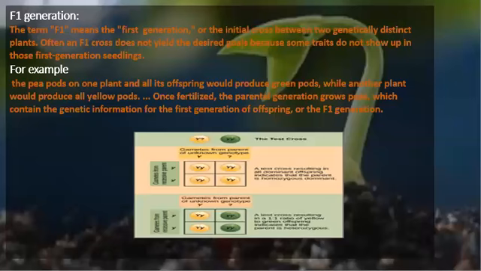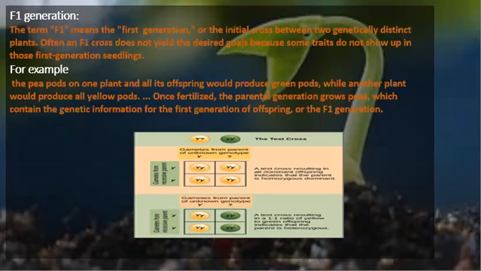Now, we discuss the generations: F1 generation and F2 generation. F1 generation means the first filial generation, or the initial cross between two genetically distinct plants.